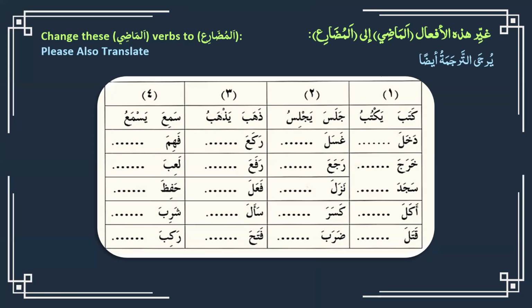دخل يدخل. Okay, keep going. خرج يخرج. سجد يسجد. أكل يأكل. قتل يقتل. Okay, now translate all these words. Dakhala, yadkhulu, kharaja, yakhruju. Translate all of these. Dakhala first. دخل.